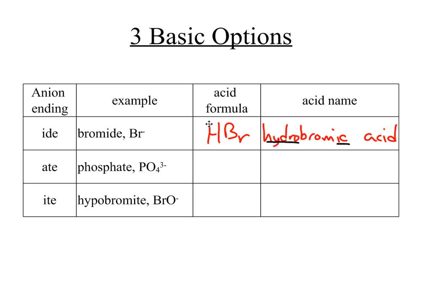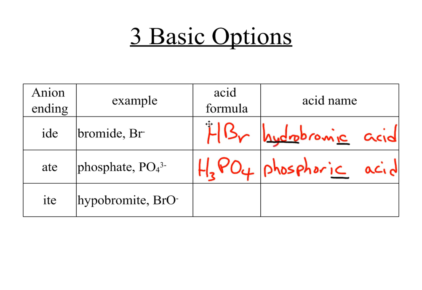The second one is ATE. And here we have phosphate. Phosphate is a 3- polyatomic ion. So to make the acid out of this, we would need 3 H pluses. So the formula would be H3PO4. The ate ending becomes just an ic acid. So we would have phosphoric acid. Again, very, very similar to the ide anion ending, but leaving off the hydro prefix, so just phosphoric acid.